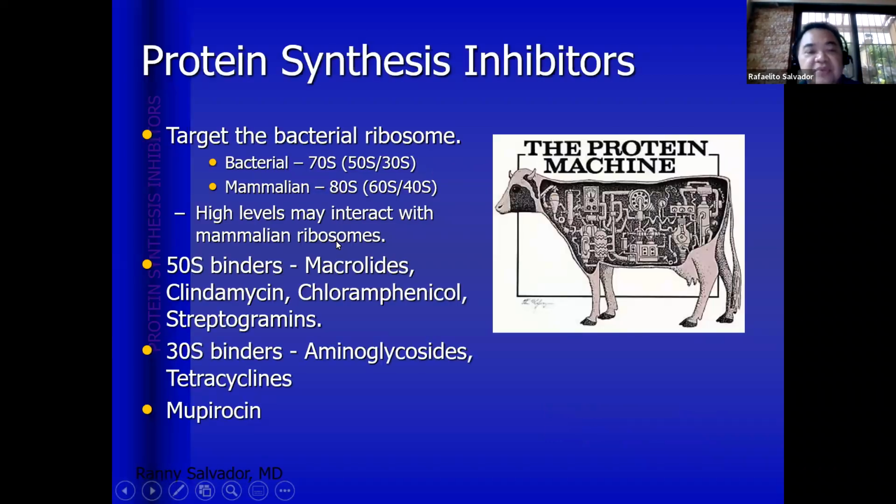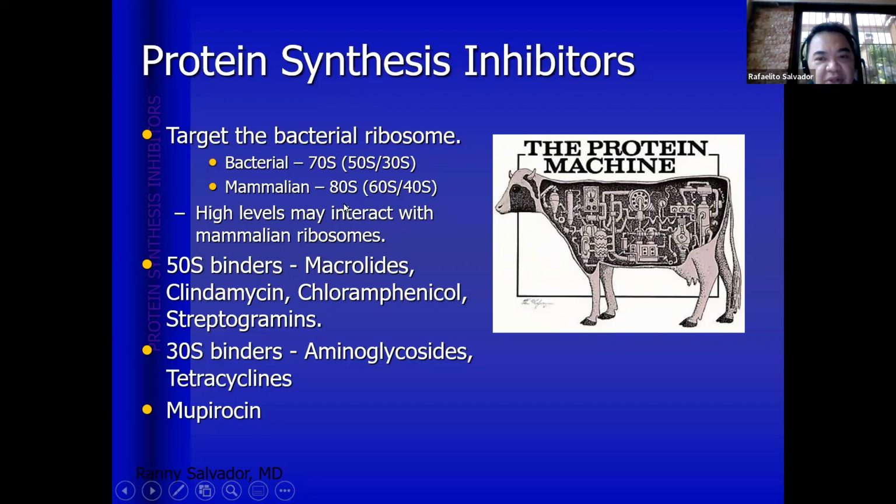So if you look at the inhibitors now, the target is the bacterial ribosome again. In bacteria, there is the 70S. The 70S has the 50S subunit and the 30S subunit. We already discussed the 30S subunit. We'll go to the other target of our antibiotics, the 50S subunit. For mammals, you have the 80S, which is composed of the 60S and 40S subunits of the ribosome.